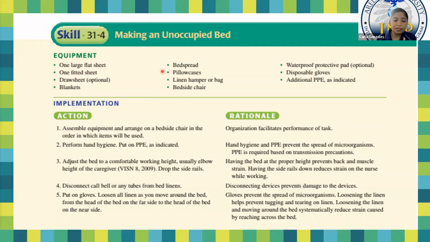So the equipment needed would be flat sheets, one fitted sheet. So when we say fitted, usually this one has the garterized type of bed sheet. And then you have the draw sheet. The draw sheet is a smaller sheet usually placed just under, on top of your flat sheet. You have your blankets, pillowcases, and then bedside chair.